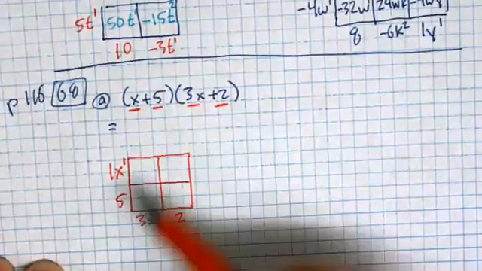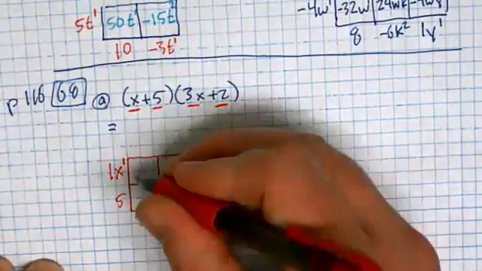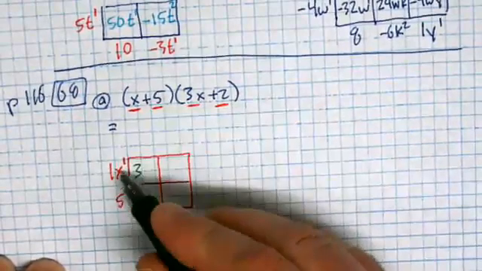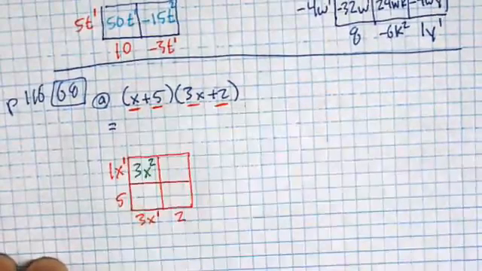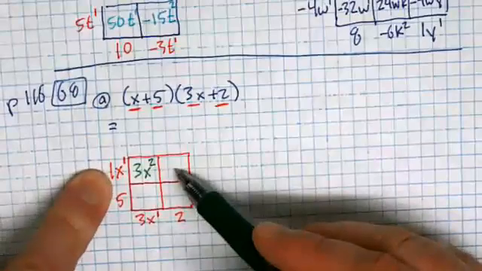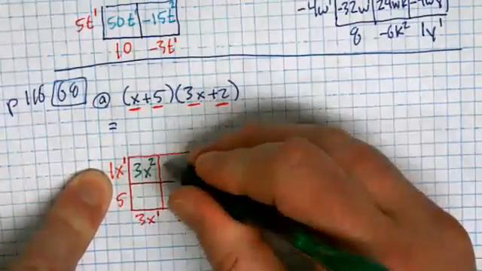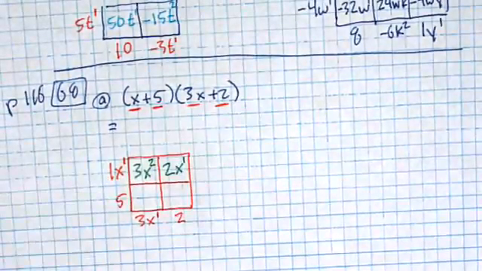Okay, so let's multiply. This one is going to be 1x times 3x. So do the 1 times 3 first. 1 times 3 is 3. And what's x to the first times x to the first? x to the second. All right, I'm going to go to this square next. I got 1x times 2. 1 times 2 is 2. And I got x to the first there. Nothing to multiply that with, so it's just 2x to the first.